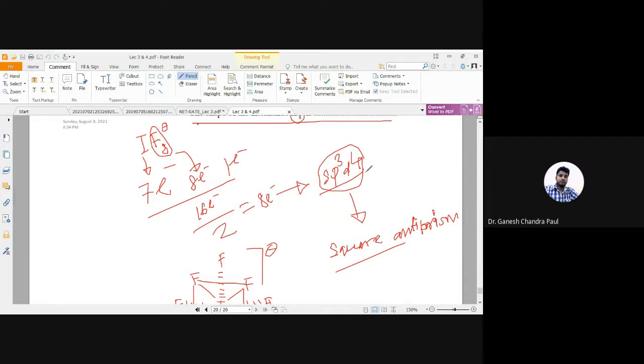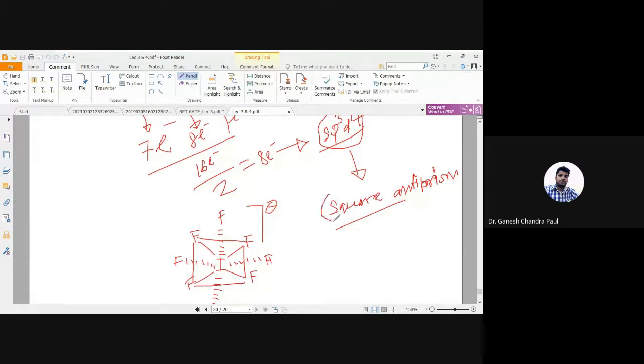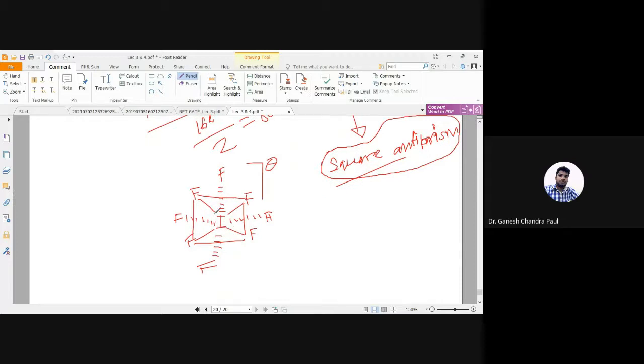is sp3d4. As the hybridization is sp3d4, the corresponding geometry is square anti-prism. This is quite new, so try to note it down. If you try to draw the structure, first these four fluorine are interconnected in a square planar fashion, and the rest of the four fluorine are present in that particular fashion. That is what is called the square anti-prism structure.